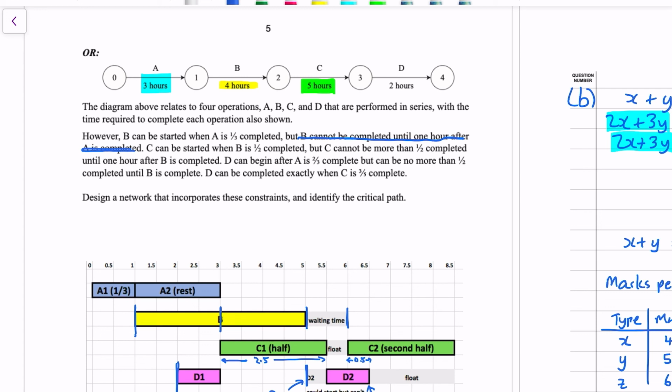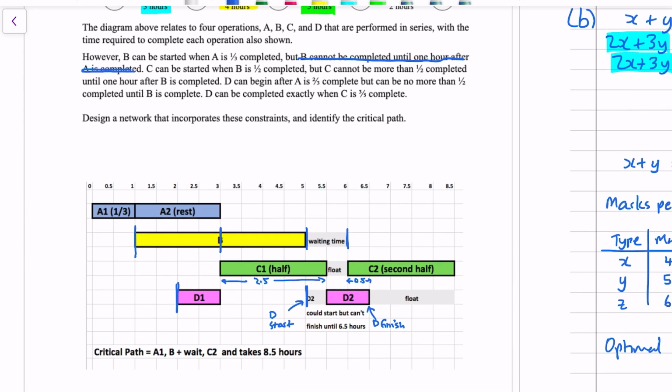Okay, so designing a network to incorporate the constraints. I haven't drawn a network diagram, I've just drawn a Gantt chart. The critical path is the first third of A, because we have to get that started on time. Then B and a waiting time. And then the second half of C, which is C2. Those are the three things that have to be done in order, otherwise there would be delay to the network.